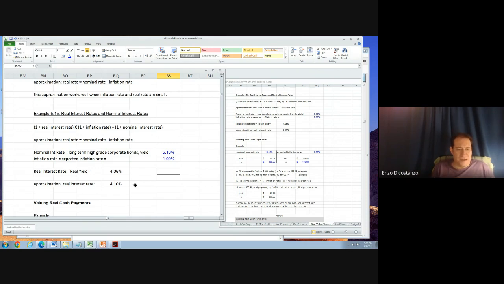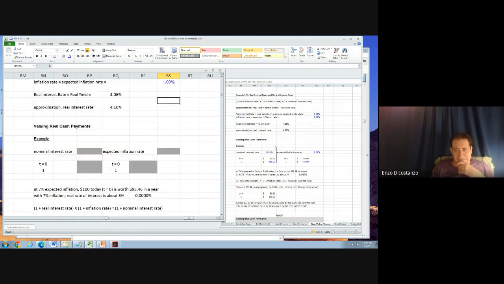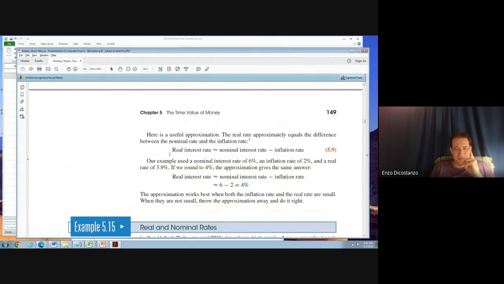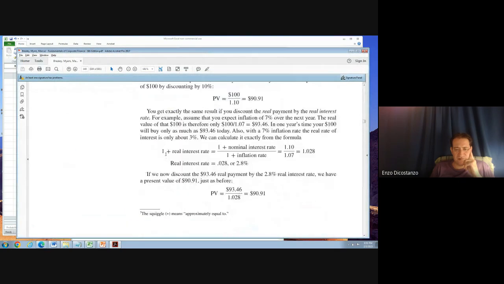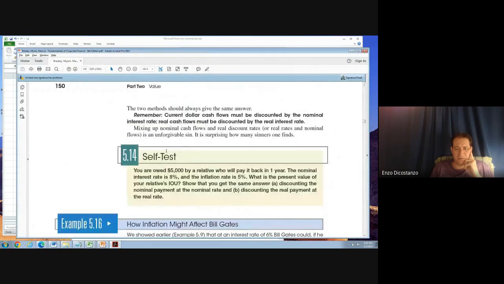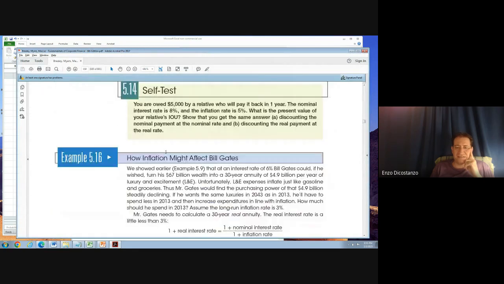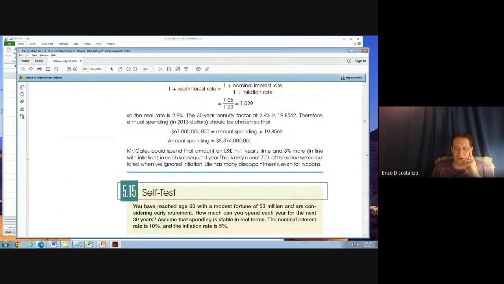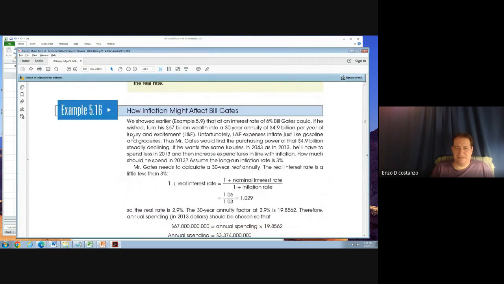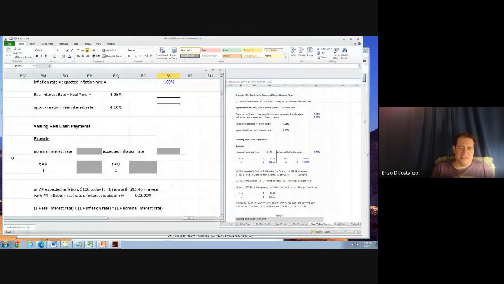So you can compare the actual computation versus the approximation, what that's doing for you. Okay. We have valuing real cash payments. This is next. And another, the Bill Gates problem, we went back and worked out the Bill Gates problem. So I'm not worried about that one, we already did this. Right? 516 was already worked out.